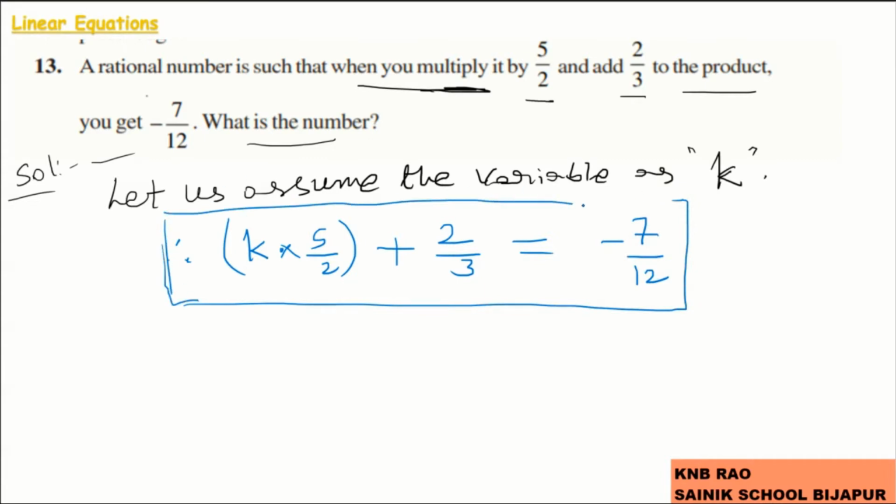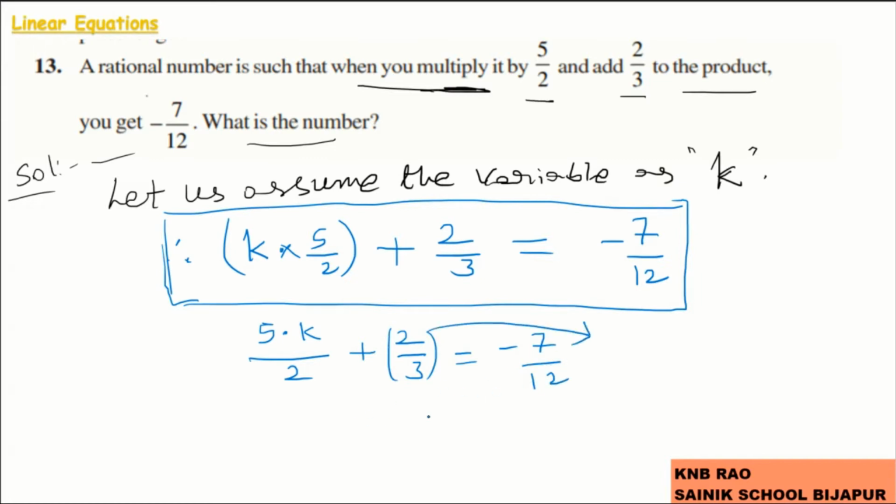After forming this, k into 5 by 2 is 5 times k by 2, plus 2 upon 3, the addend 2 by 3, equals minus 7 by 12. Now this addend, transposed to the other side of equality, becomes a subtrahend. So this 5 times k by 2 is minus 7 by 12 minus 2 by 3. Now we shall simplify this.